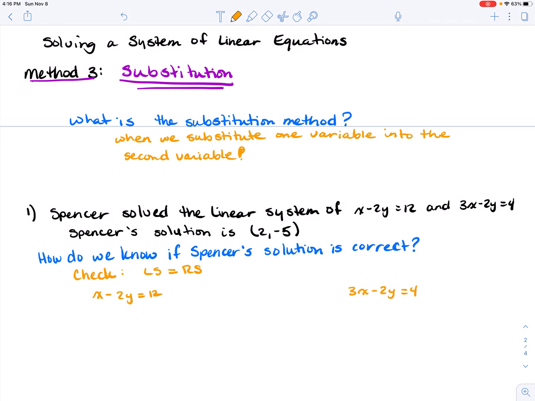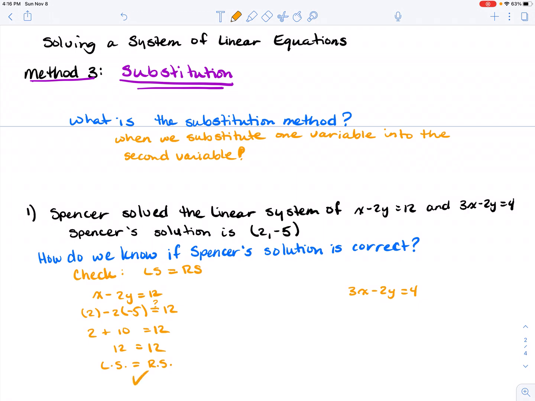Well, x is 2, and I have minus 2 times minus 5, which is the y value. Does it equal 12? Well, let's find out. 2 plus 10 equals 12. I have 12 equals 12. My left side does in fact equal my right side, so that checks out.